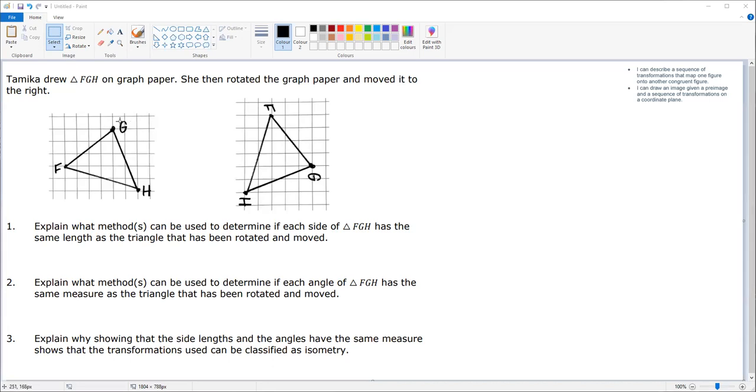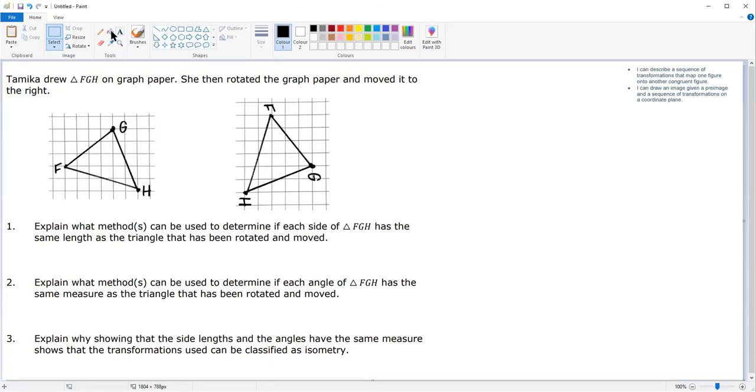All right, so we have an image. We're going to say that this is triangle FGH. I'm going to call it triangle red. Triangle red here is on graph paper, and it's rotated on the graph paper and moved to the right. Sounds a lot like a clockwise rotation and then a translation. Explain the method she can use to determine if each side of the triangle has the same length as the triangle that she had when she moved it.